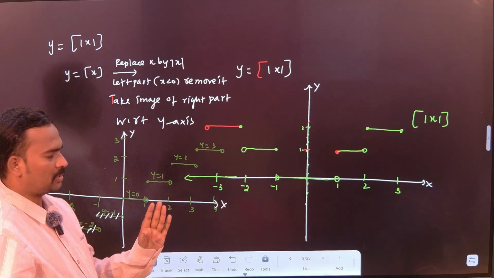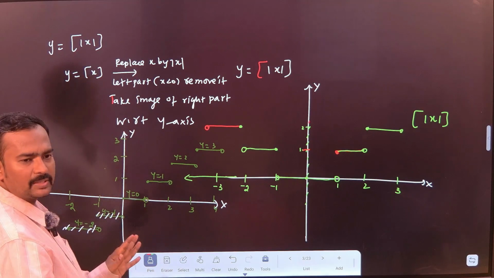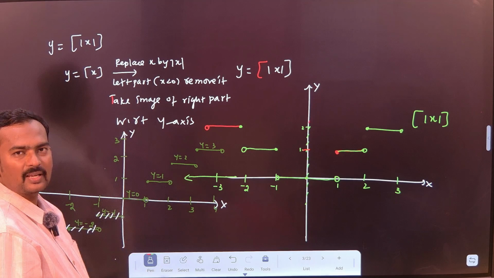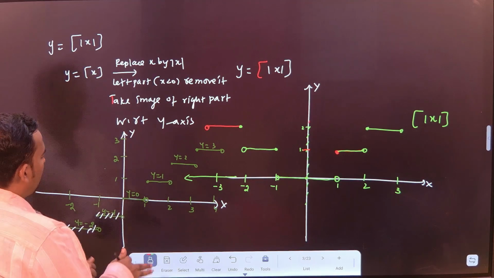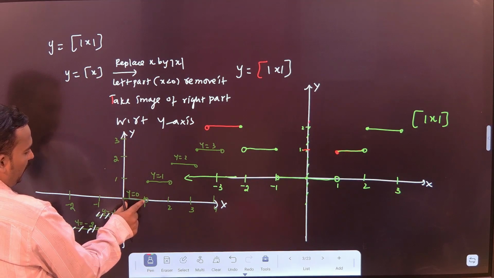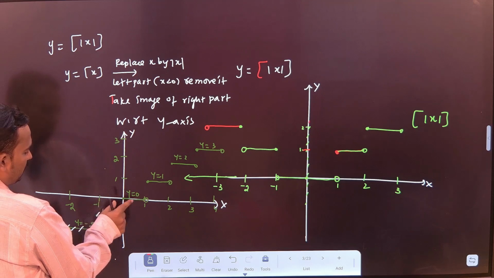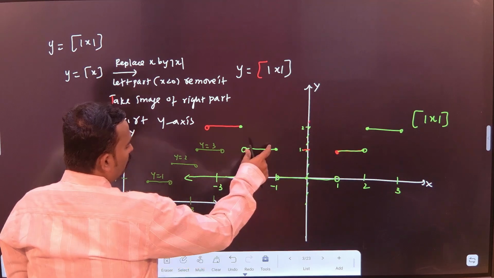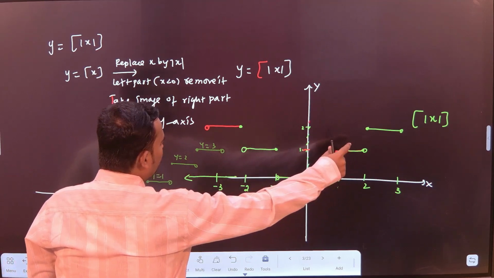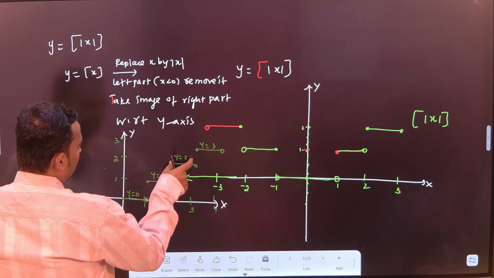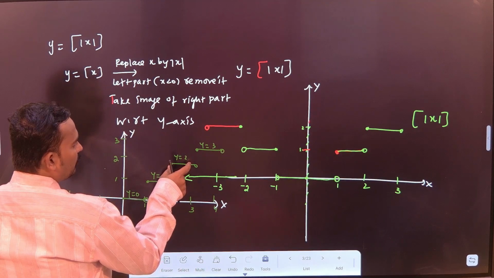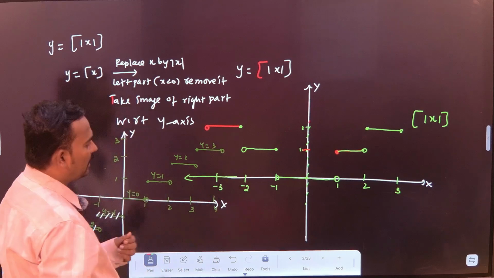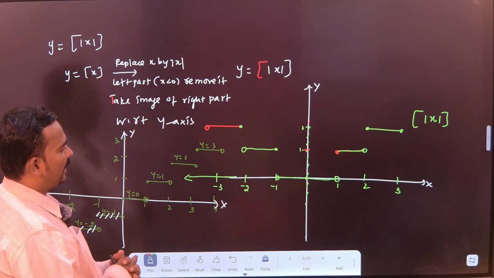Just a simple logic. Whatever the left side graph is there, remove it. Take the right side, and take the image of the right side with respect to y-axis. That's it, right? Here you can see 0 to 1 is there, I am taking the image as minus 1 to 0, and then 1 to 2 is there, minus 2 to minus 1, and then 2 to 3 is there, y is equal to 2. Here 2 to 3 means minus 3 to minus 2 is the image, right? I hope everyone understands, right?